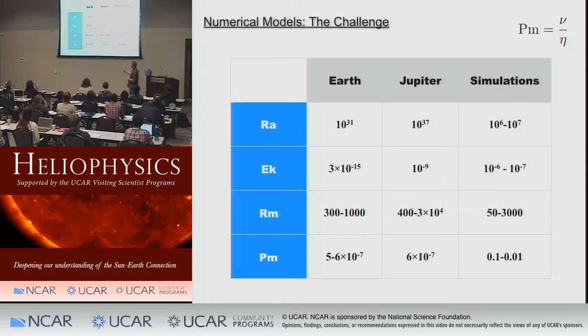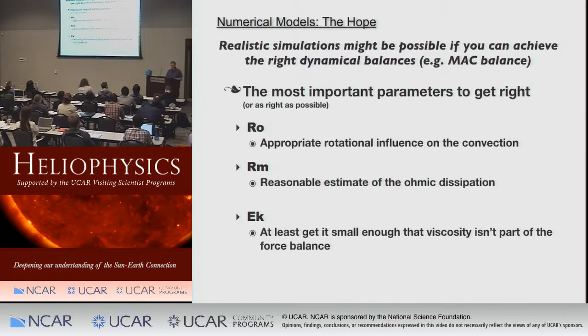And magnetic Prandtl numbers are very low, much lower than we can simulate. So the question is, do these really apply? And we seem to do a pretty good job with the planets if you get some dynamical balances right.